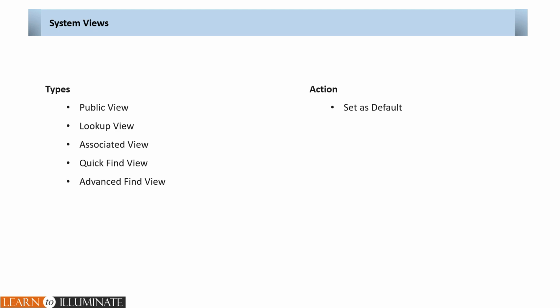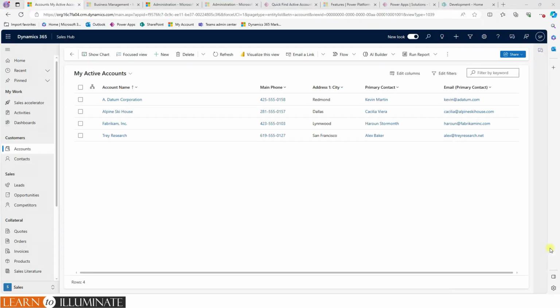Within the system views, we have other types of views like public view, lookup, associated, quick find, and advanced find. Since this is a system view, we don't have options to edit it. Only the system customizer or system administrator can update it, and the only action we can do is set as default. We'll go to the system to see.